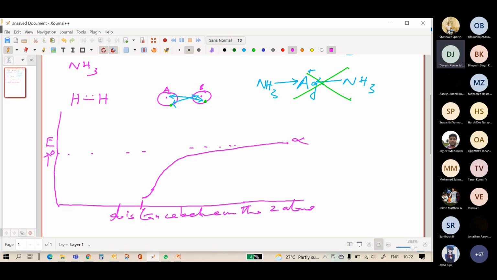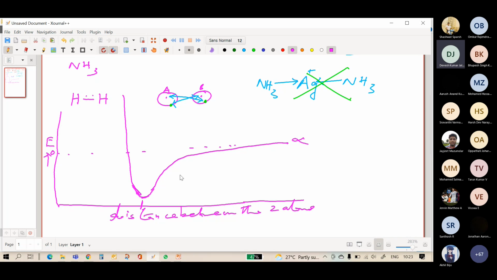It reaches that, and then any more pushing closer of A and B, the hydrogen atoms, will only increase the potential energy. And the increase now is very, very steep. It's a very fast increase. So it looks something like this. Not drawing so well.